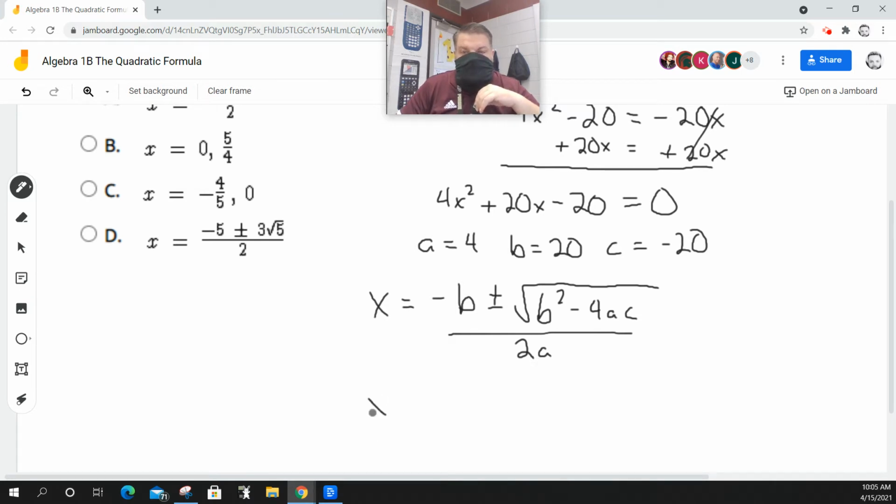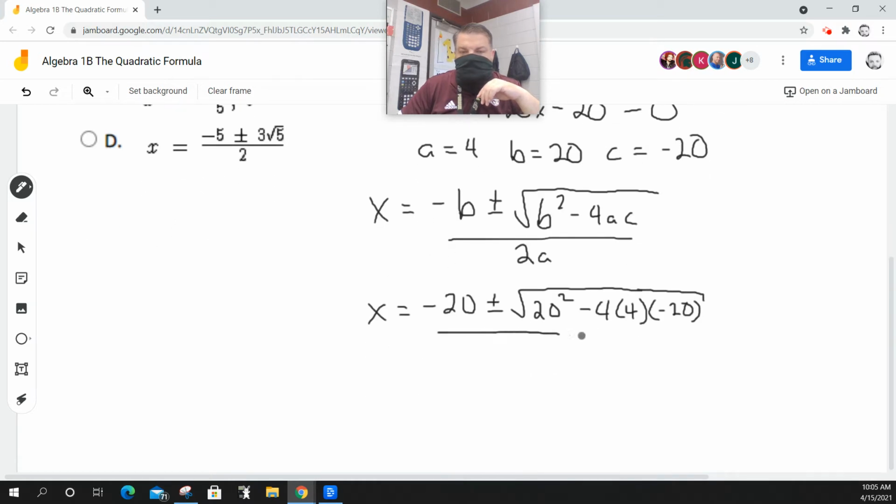Whew, that's a lot of work. So then I say x is equal to negative, what's b? 20. Plus or minus the square root of 20 squared minus 4 times a, what's a? 4 times c, which is negative 20, all over 2 times a, which is 4. We are cooking with gas.